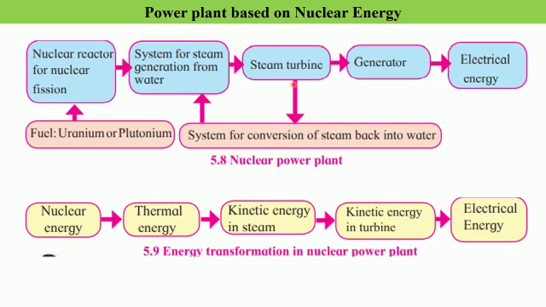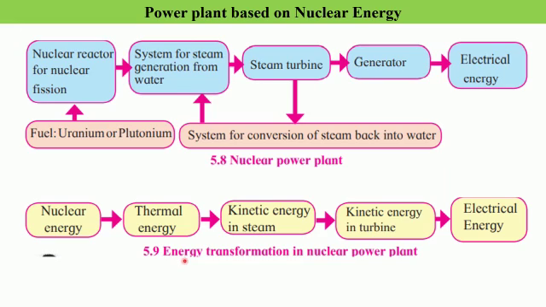Here also we have a system whereby the steam that is released loses pressure and temperature also is brought down. So this steam is then converted back into water so that it can be reused. So this is what is the nuclear power plant, and this is a flow chart which tells us the process that is followed in electrical generation using nuclear energy.